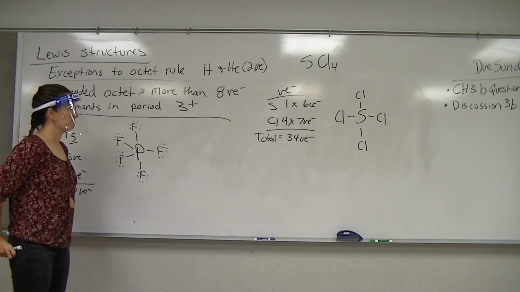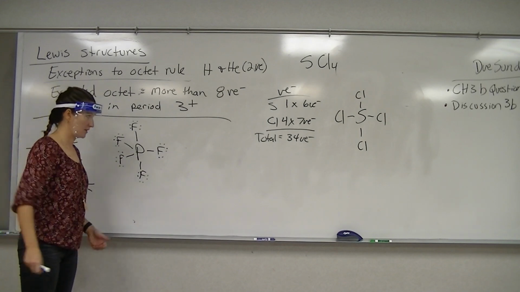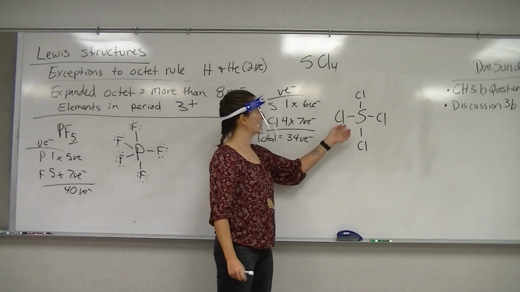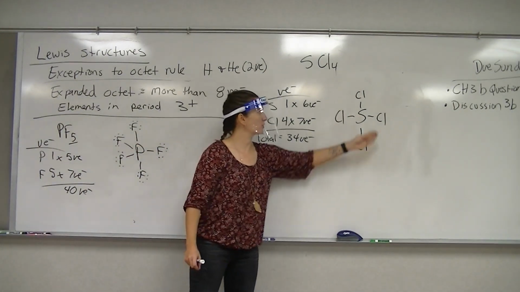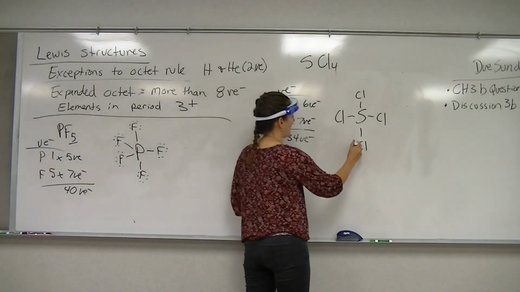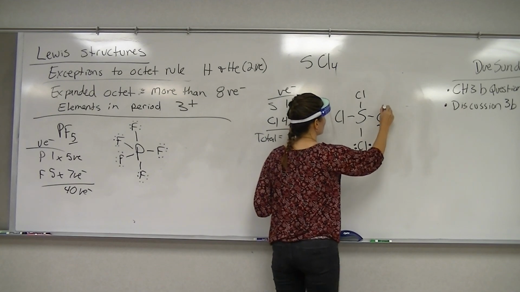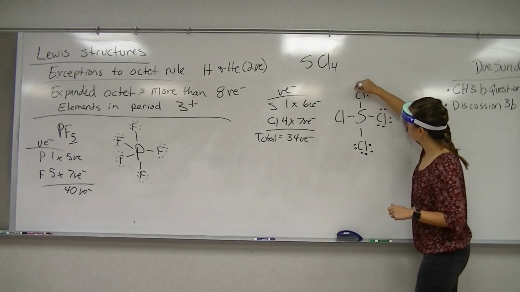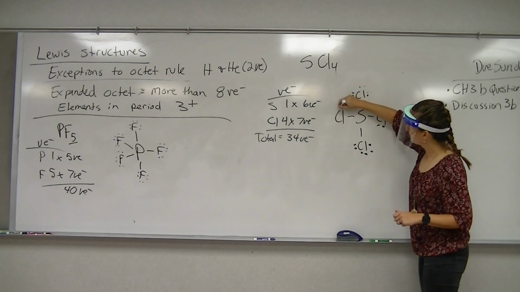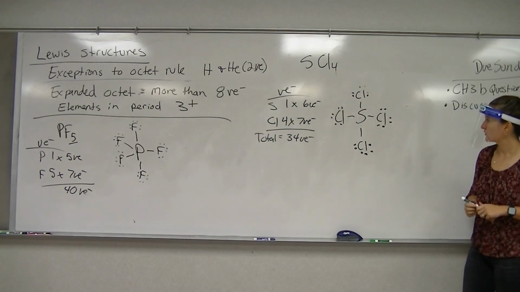What's the next step? See how many we've got already and make chlorine happy. Yep, so we want to make the chlorines happy. Our goal is terminal atoms happy first, then we worry about the central atom. So we're adding 6 to each chlorine, much like we did in the last example, for a total of 8 each. Okay, so the chlorines are happy.